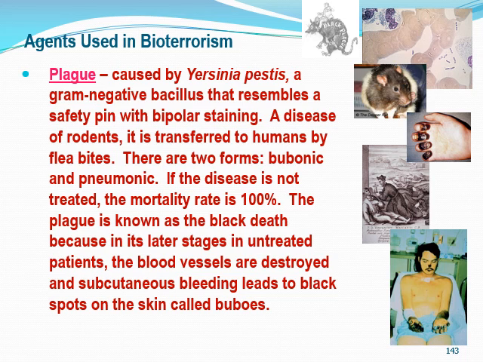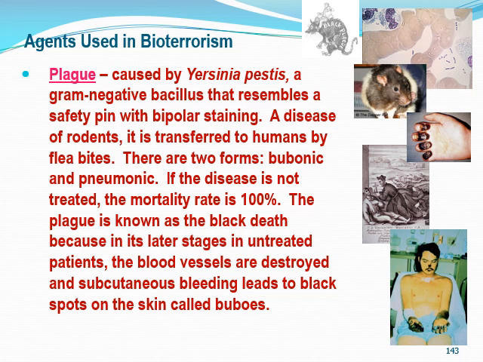So then we have the bubonic plague, right, which was caused by Yersinia pestis, which is a gram-negative bacillus that resembles a safety pin, okay, with bipolar staining. So it's a disease of rodents. It's transferred to humans by flea bites, and the fleas live on the rodents, bite the rodents, then jump on us, bite us, and that's how we get it, right?